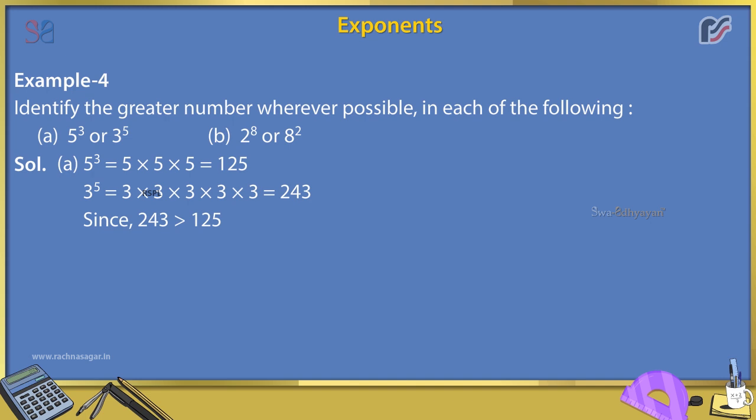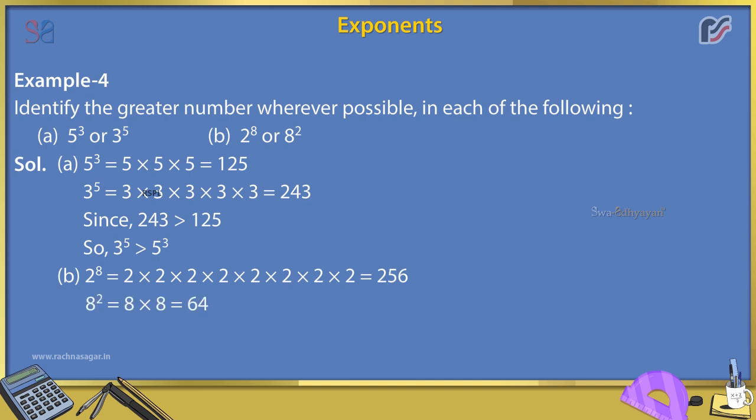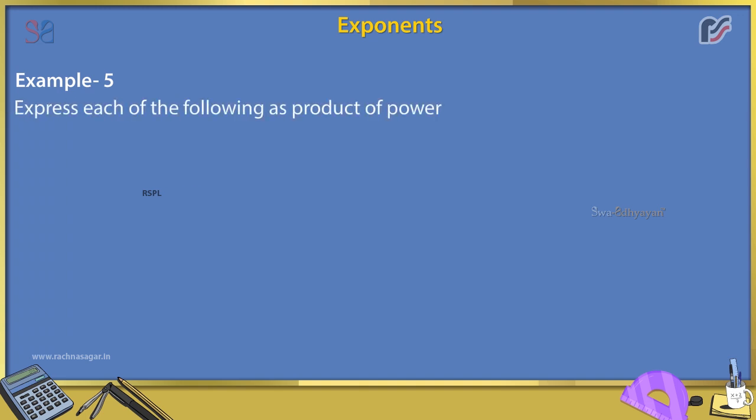Since 243 is greater than 125, so 3^5 is greater than 5^3. B. 2^8 is equal to 2 × 2 × 2 × 2 × 2 × 2 × 2 × 2, which is equal to 256. 8^2 is equal to 8 × 8, which is equal to 64. As 256 is greater than 64, so 2^8 is greater than 8^2.